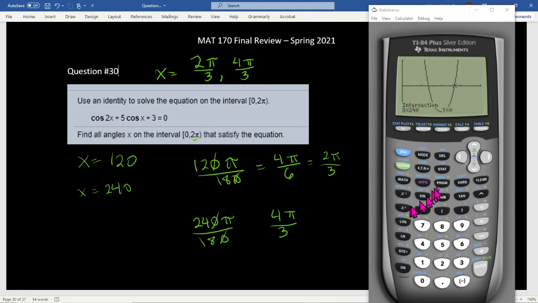And again, you may have a slightly different problem, but this method will get you through all of the answers.